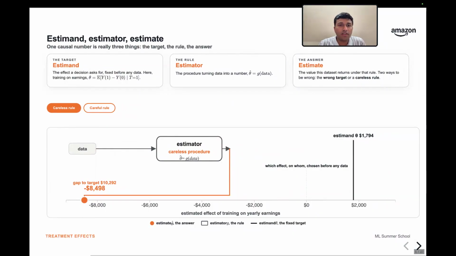So that technique is called the estimator, which is basically the procedure that we are using to turn our data into one single number.